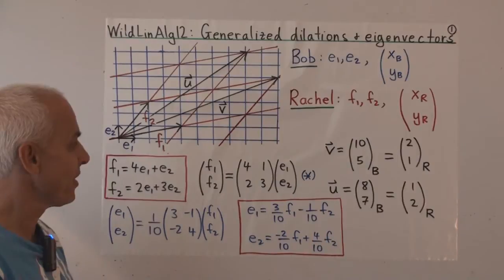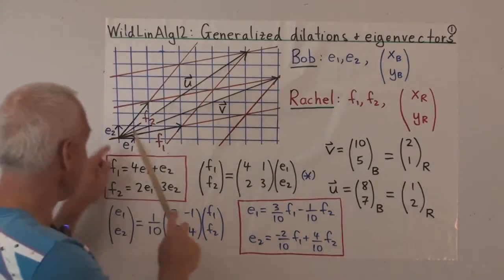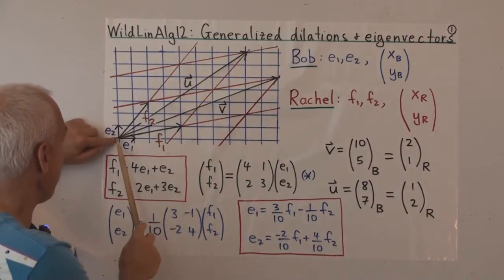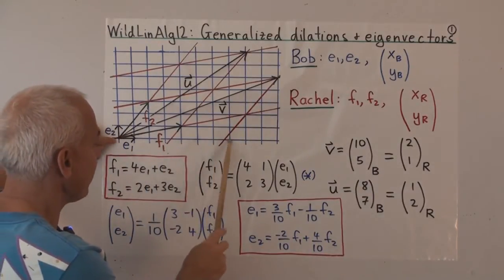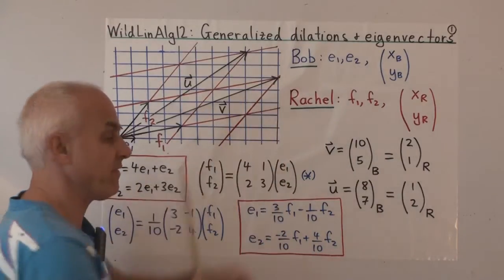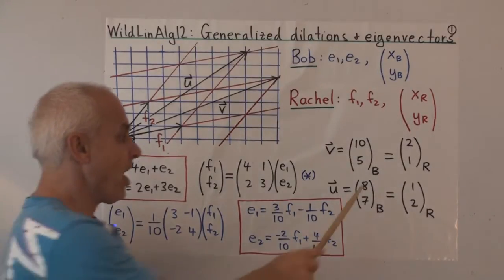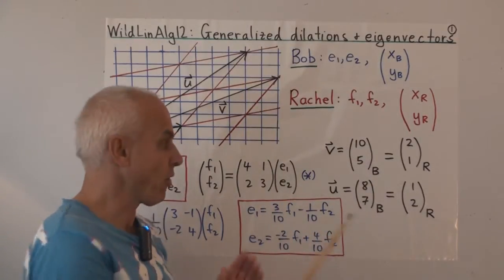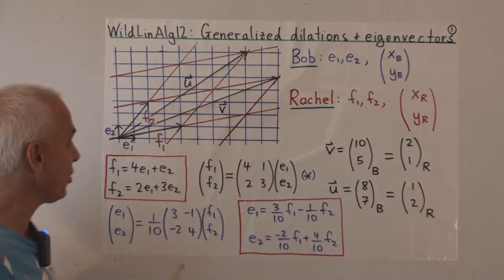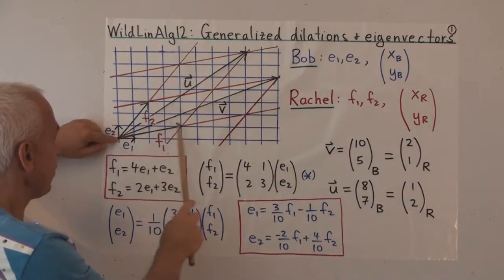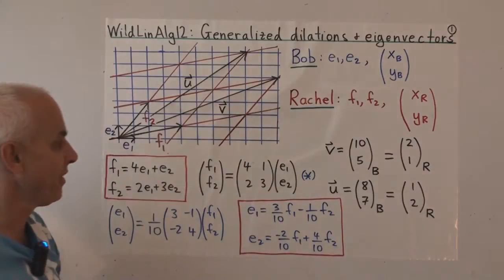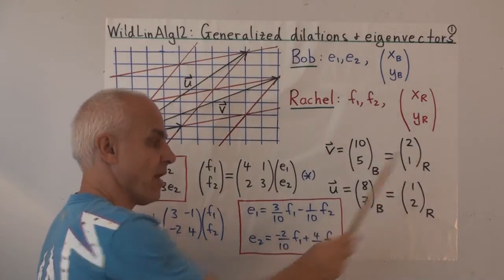And let's let x sub r and y sub r be the coordinates of a vector with respect to Rachel. So for example, the vector v, which is from here to here, in Bob's framework would be measured as 1, 2, 3, 4, 5, 6, 7, 8, 9, 10 in the E1 direction and 1, 2, 3, 4, 5 in the E2 direction. So Bob would give that vector a coordinate representation 10, 5. On the other hand, Rachel would say, well, to go from here to here, we take 2 steps in the F1 direction, so 2F1 plus 1F2. So she would represent it by the vector 2, 1.